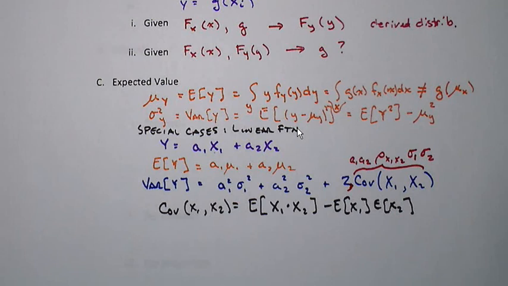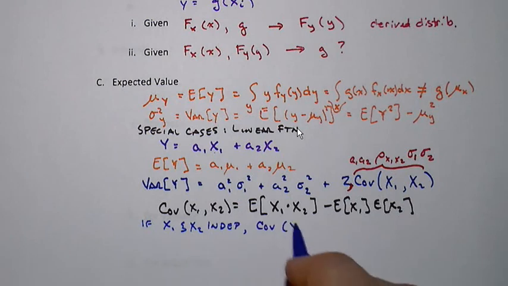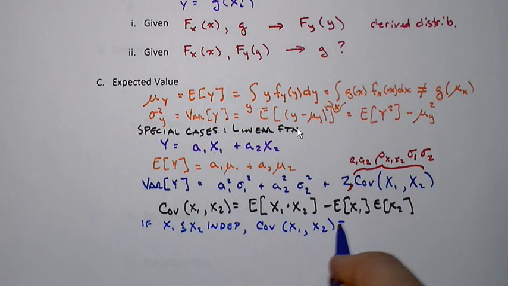Right, now things can simplify down a little bit under special cases. If x1 and x2 are independent, then the covariance is going to be 0. So that term goes away, right?